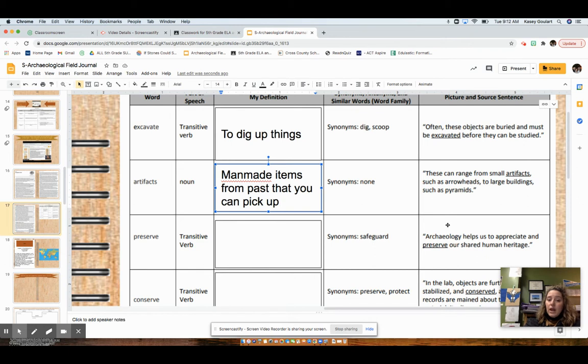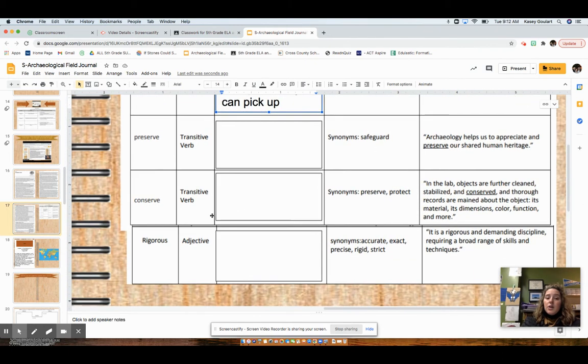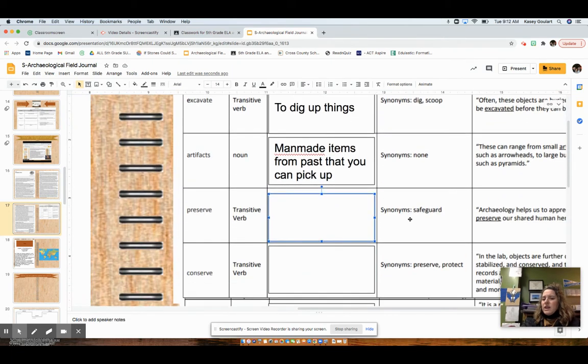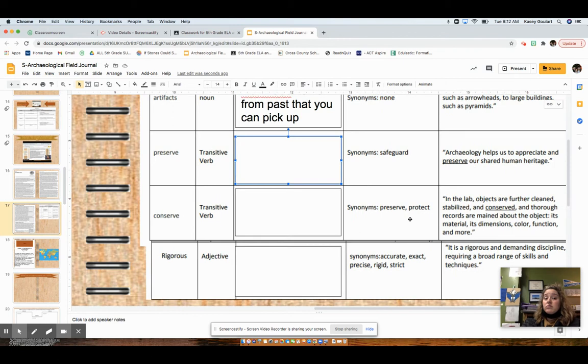I have a question. Hold on. Let's do preserve, then you can ask. Preserve. Now, can you give me a kid-friendly definition without looking at it first? If not, we can look. Preserve. Isaac. What do you think, RJ? What do you think?